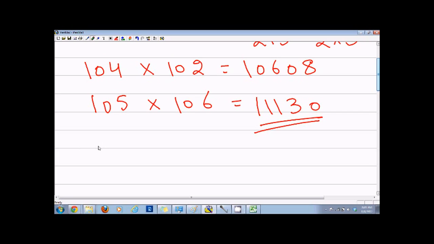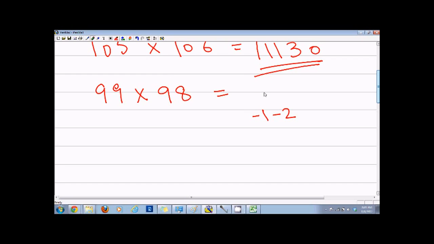If I have a number less than 100, for example 99, and I want to multiply by 98, in this case we have 1 less than 100 and here 2 less than 100. So what we have to do is first write -1 minus 2, and that is equal to -3. So we will subtract that from 100, so that will be 97, and then multiply these two numbers together: -1 into -2 is equal to 2. So the answer is 9702.